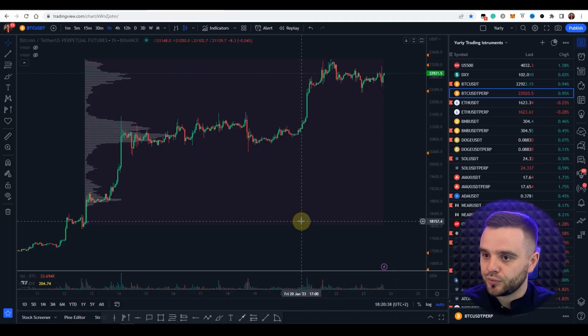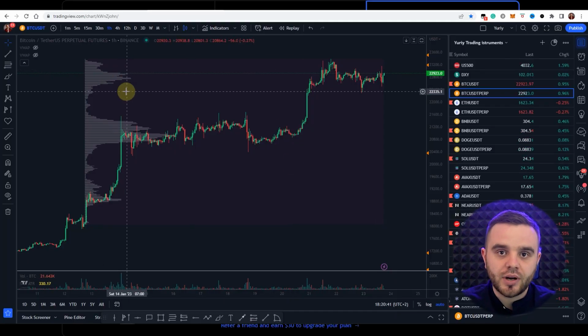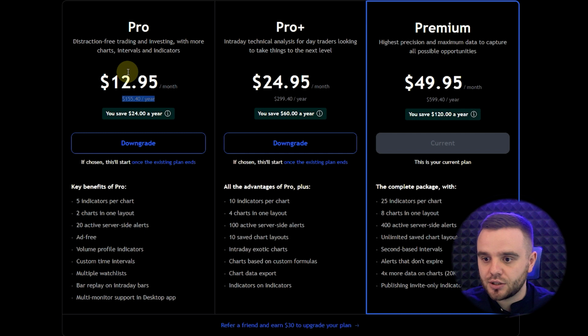Firstly, TradingView is easy to use and you can use it on multiple platforms. You can use it on macOS, on your phone, tablet, PC, Windows, it doesn't matter, everywhere. Beautiful, easy to set up. TradingView has a major disadvantage: you need to pay 155 USD per year to use these volume profile indicators. If it's easy for you to pay this money, use TradingView, it's okay.